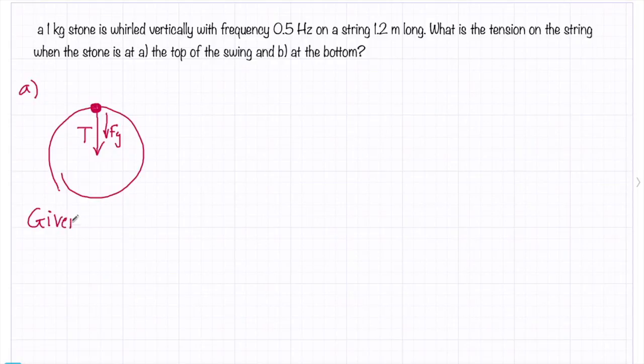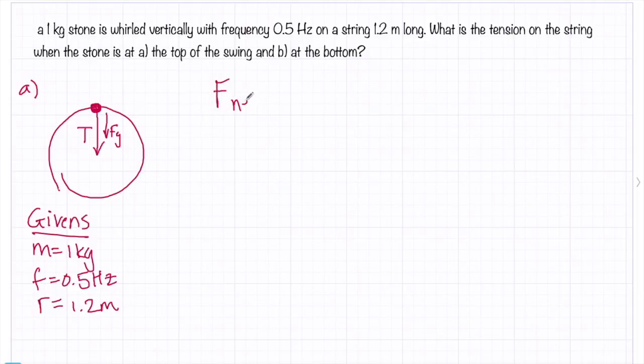So let's plot our givens here. We have the mass of the stone. We have the frequency. We have the radius. So we'll create an Fnet statement. So Fnet, which is equal to Fc in this case, is equal to the tension force plus the force of gravity. Now I'm going to say that down is the positive direction because all the vectors are pointing down in this case. So down is positive.